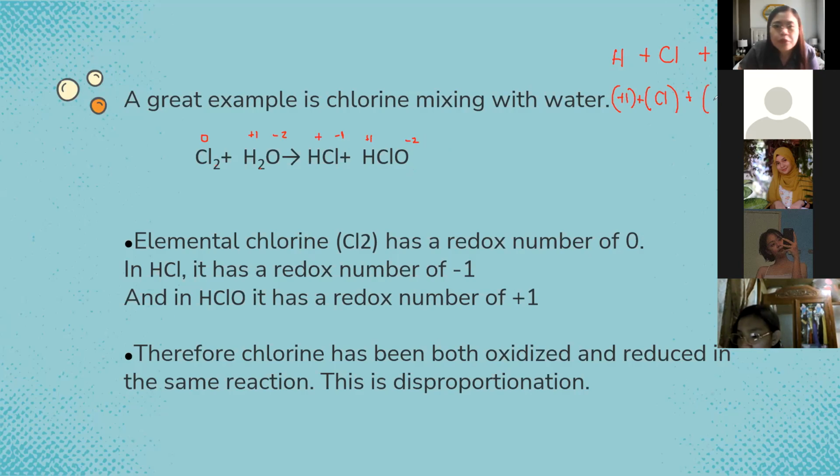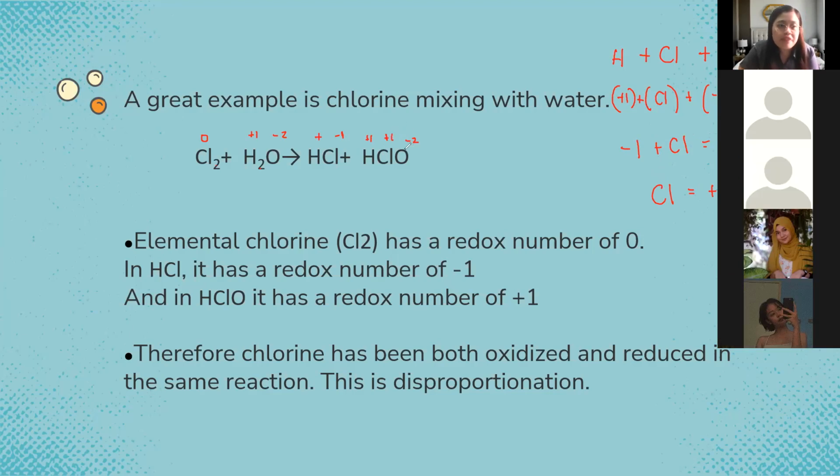So wala tayong i-multiply na kasi wala siyang subscript. And this is equal to 0. So positive 1 plus negative 2, syempre is negative 1, plus the chlorine equals 0. And then para to get the correct oxidation state of chlorine in the hypochlorous acid, ita-transpose natin siya. Pag transpose natin sa kabila, magiging positive 1 siya. So in this case, this is positive 1.